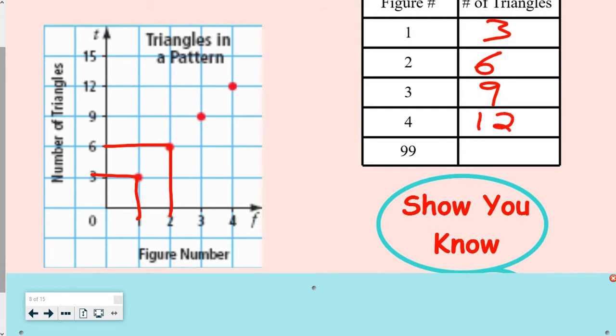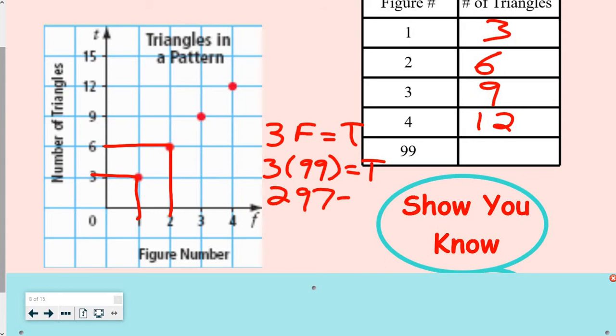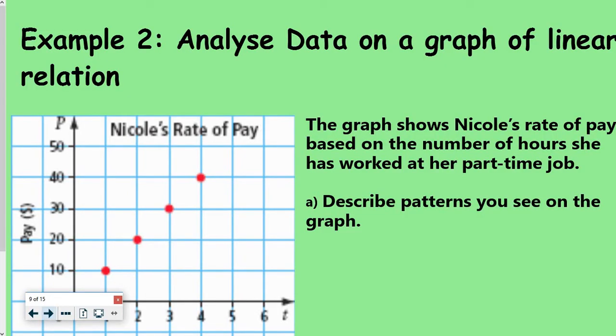So again, it's the figure number. So 3 times the figure equals the triangles. 3 times 99 equals the triangles, 297. So this will be 297. And I hope you guys are doing this at home, because it really, really does help.